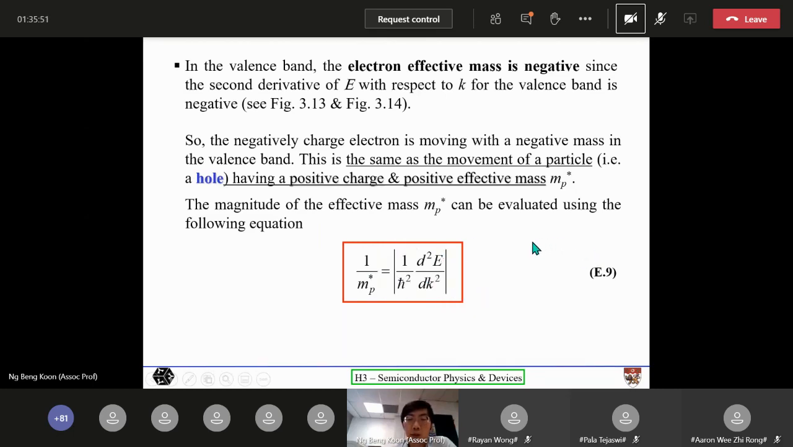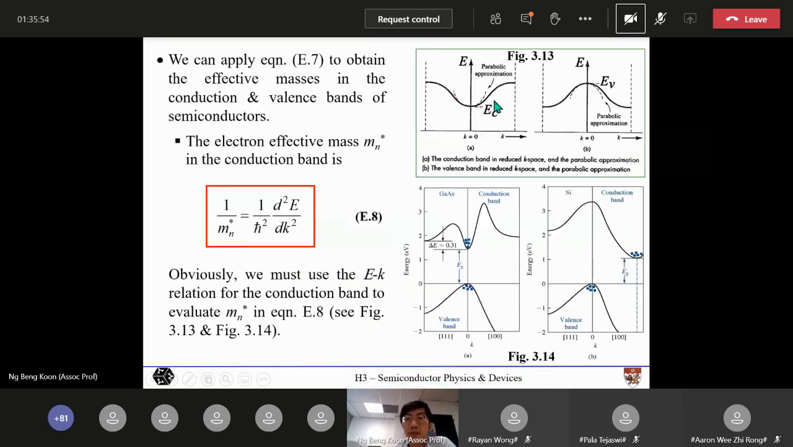The good thing here is that the EK diagram is a relation that has already taken into account the internal interaction with the force. Remember, when we solve for this, we use the potential energy of the atoms interacting with the electron. So the internal effects are already taken into account in the EK diagram, and if you find the mass from the EK diagram, you essentially get an effective mass quantity.